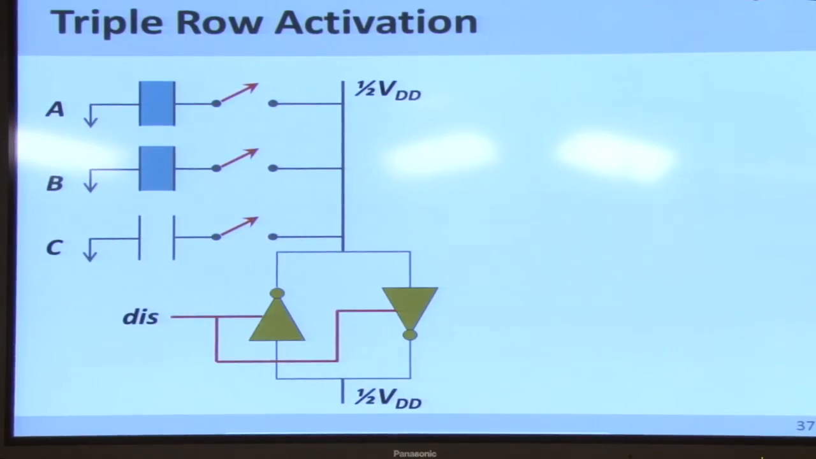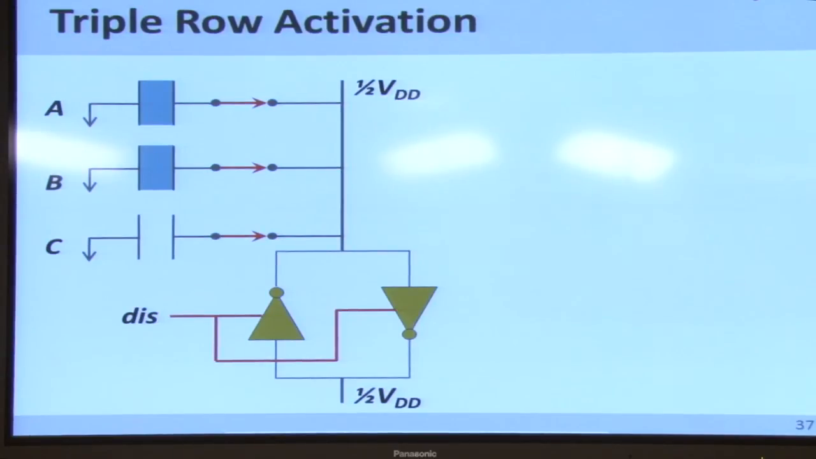So we have 3 cells here, right? A, B, C, all of them connected to the same bit line, right? And if I simultaneously connect all 3 cells to the bit line, what do you think will happen?